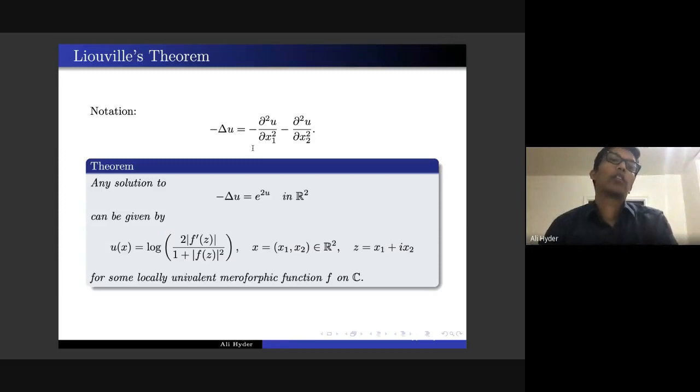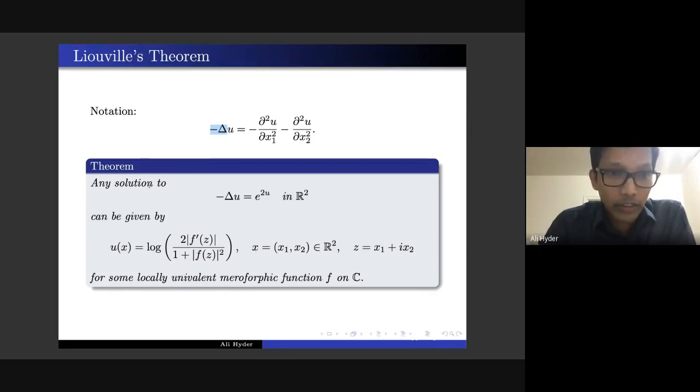Okay, so the Liouville's theorem. Let me just recall the notation because I will use it again and again. Minus Laplacian is just the second order partial derivatives in both directions. When the space is Rn, we have to take all the partial derivatives of second order. And here this minus sign should always be a minus sign.